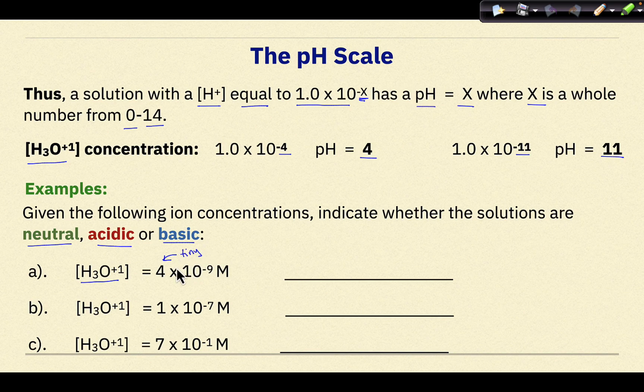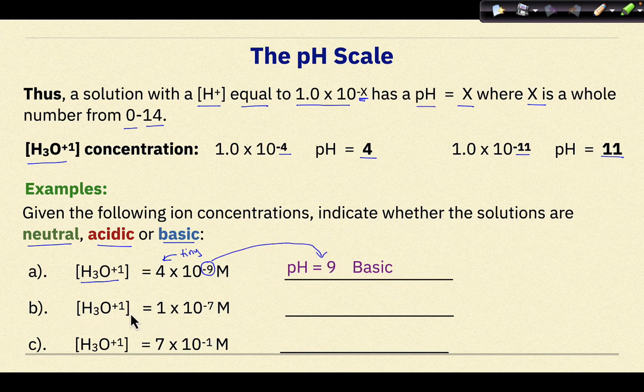So we're going to disregard that 4 for right now because all we're doing is determining whether this solution is neutral, acidic, or basic. So if we take the absolute value of this negative number, since we are in terms of hydronium ion concentration, the solution is going to have a pH of 9 and will be considered basic. So again, we're taking the absolute value of this negative 9 and that's transferring over to our pH.